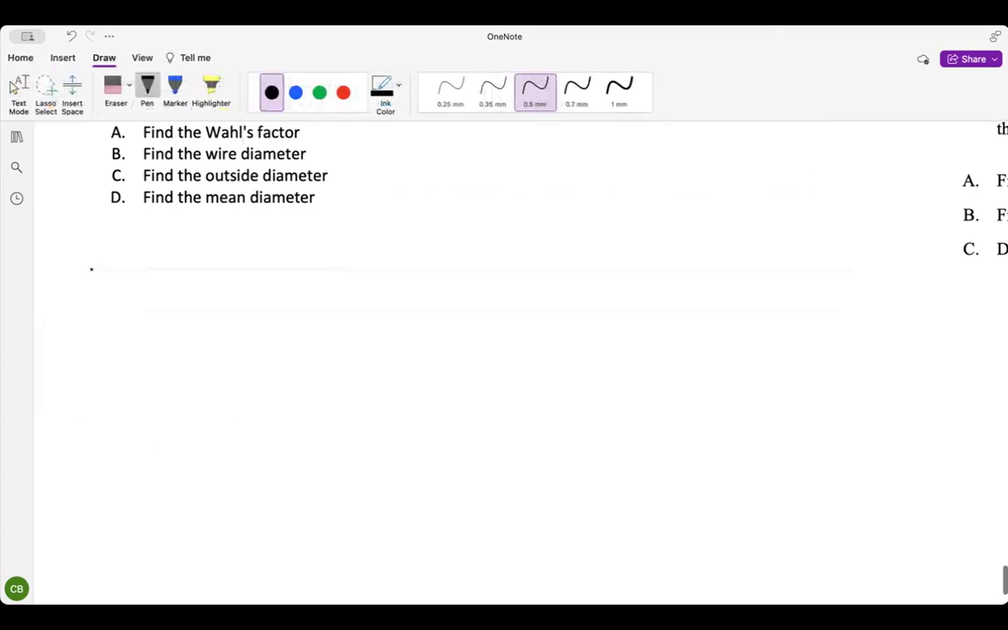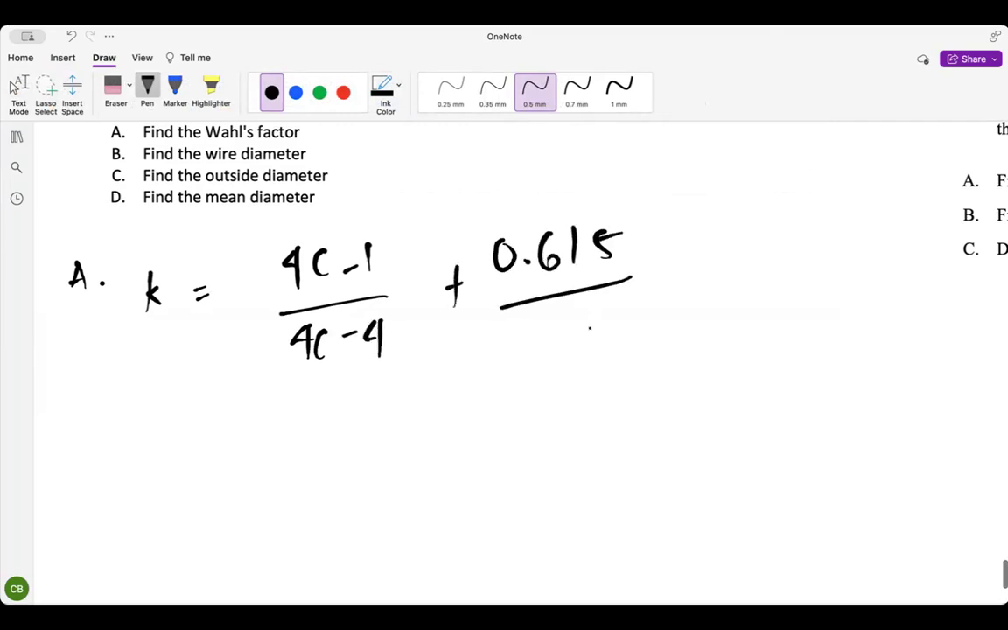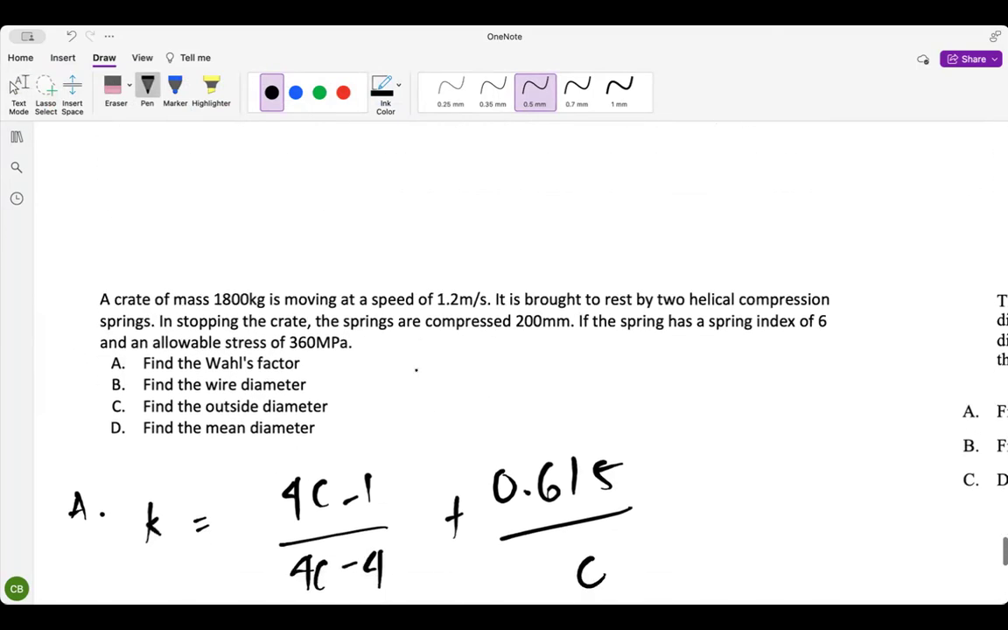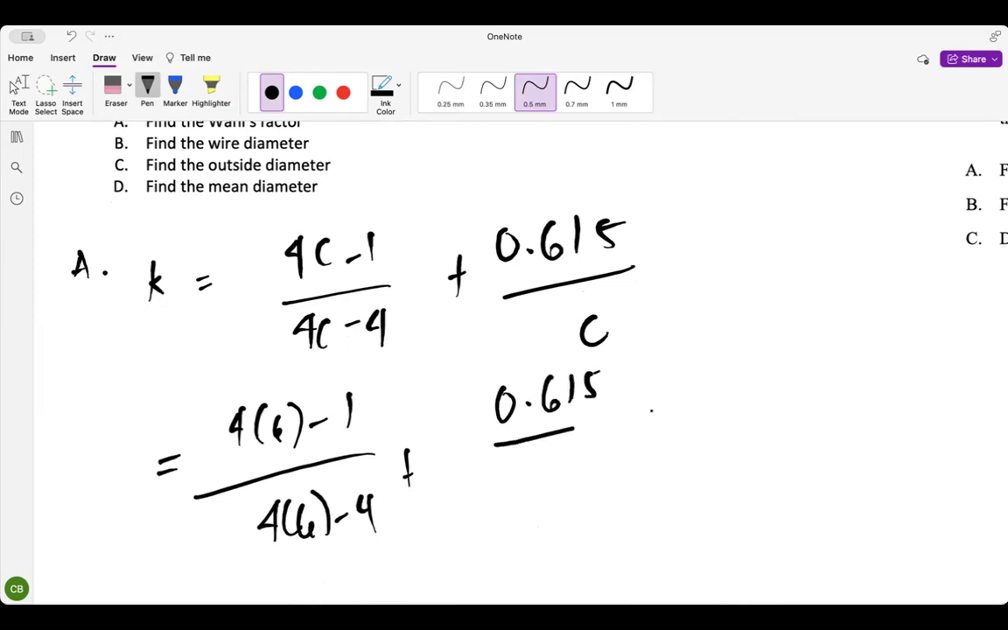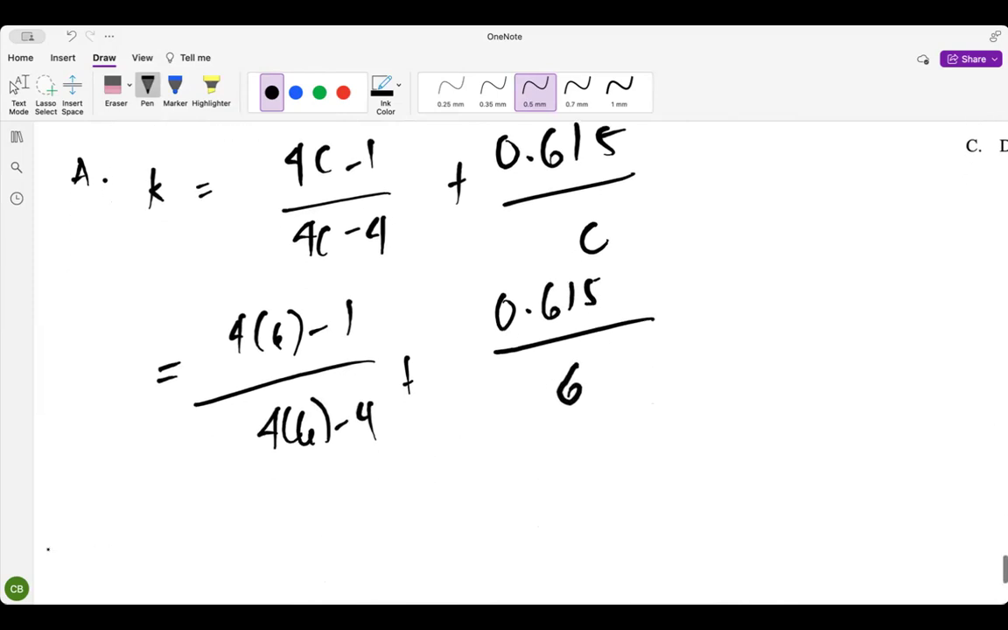Okay, so we'll look for the Wahl's factor first. The formula is equal to (4C minus 1) over (4C minus 4) plus 0.615 over C, where C is the spring index, which is 6. So you just substitute: (4 times 6 minus 1) over (4 times 6 minus 4) plus 0.615. The answer here is 1.25.